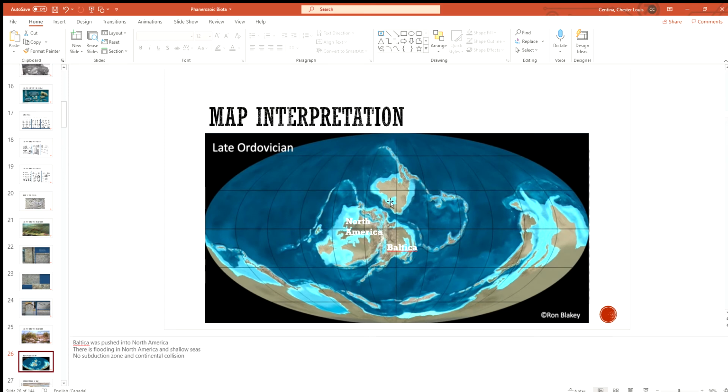So, interpretation of this map. Baltica and North America squished together. There is less flooding in the late Ordovician. Yes, no, sorry, there is flooding in North America and the shallow seas. And Baltica and North America collided. There's no subduction zone.